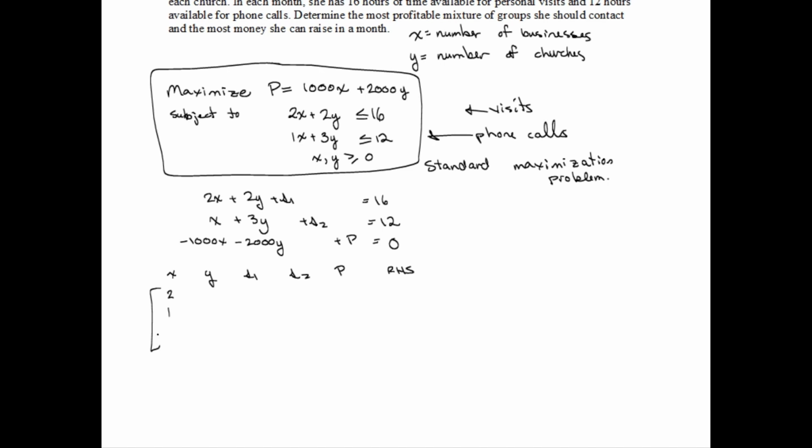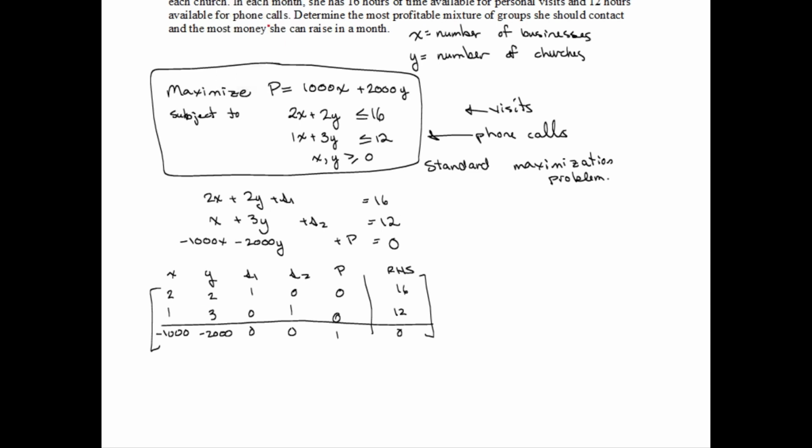So for x, our coefficients are 2, 1, negative 1000. For our y, 2, 3, negative 2000. S1, 1, 0, 0. S2, 0, 1, 0. P, 0, 0, 1. And then for my right-hand side, I have 16, 12, 0. If you like, you can draw these lines to separate out your objective function and your right-hand side.